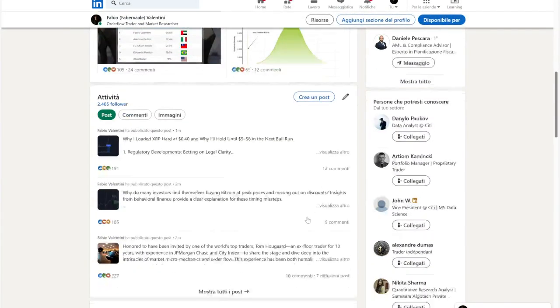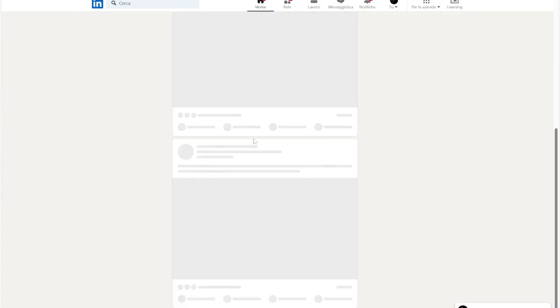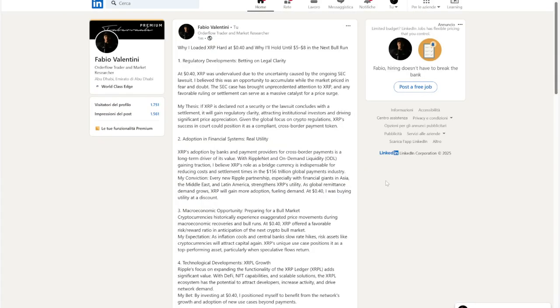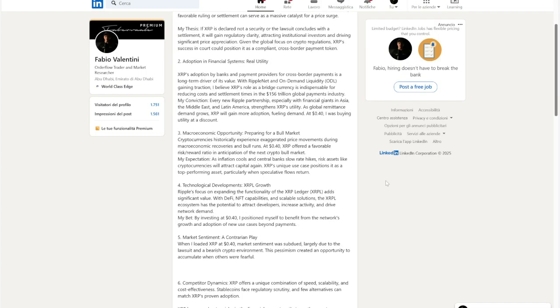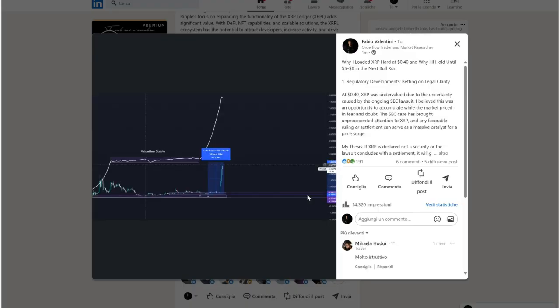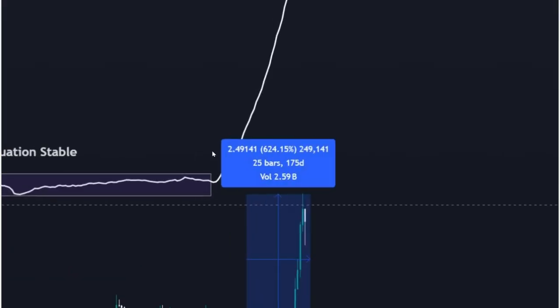There are the performance, the World Cup, the CME Group Cup, and I did this post about why the fundamentals of XRP are extremely strong in the asset. Why the regulatory development is going crazy good. Why the adoption in financial system, the utility is crazy. Why the macroeconomic opportunity is really good. And why the sentiment was a contrarian play, because we had the SEC that was holding XRP down.